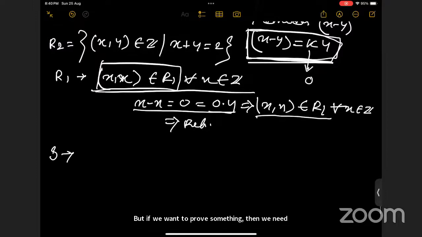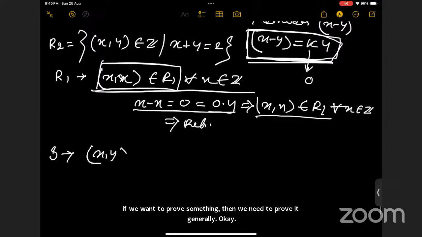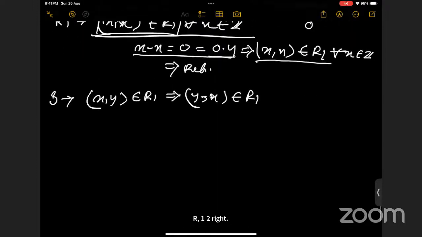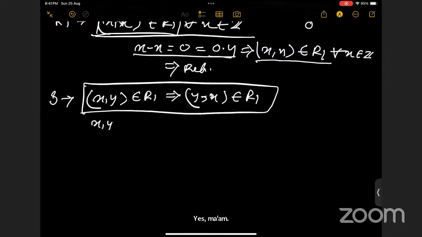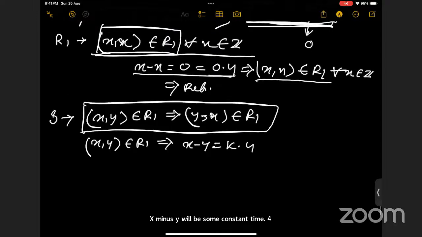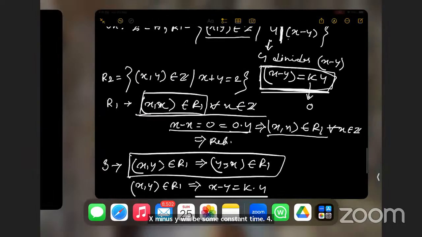So if it is symmetric, then for any (x, y) belongs to R1, our aim is to show that (y, x) belongs to R1 too, right? This is our aim. So we can prove it generally. How? What is the process? We will start with (x, y) belongs to R1. That means x minus y will be some constant times 4, right? According to the definition.